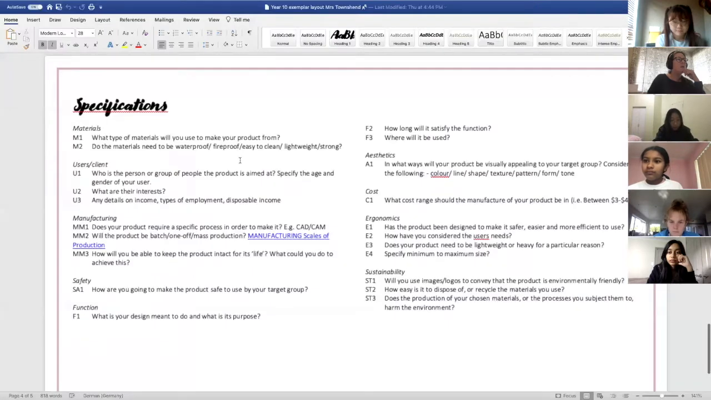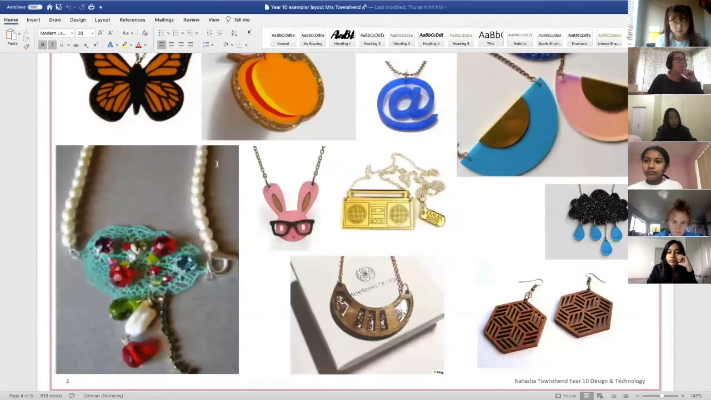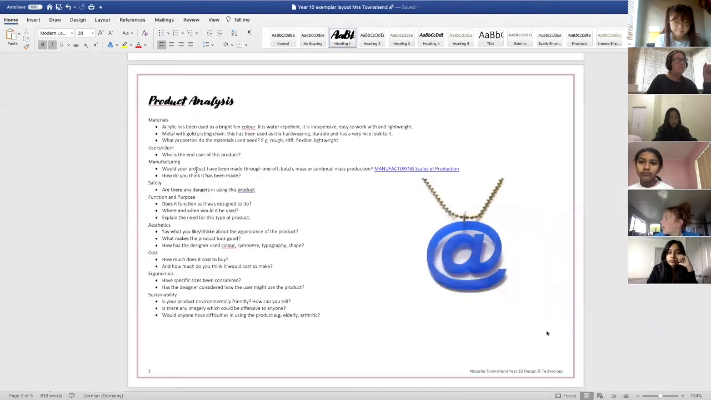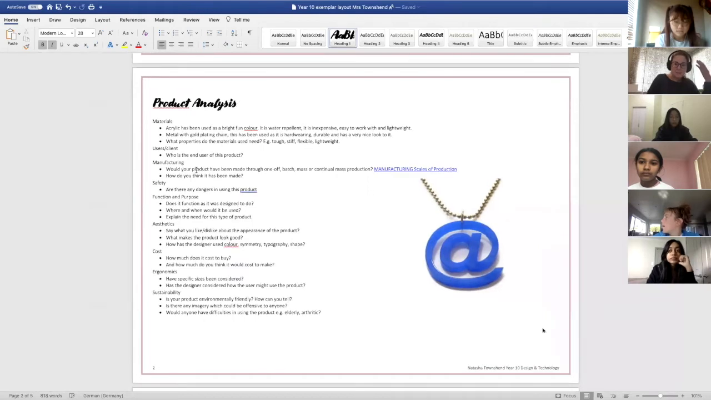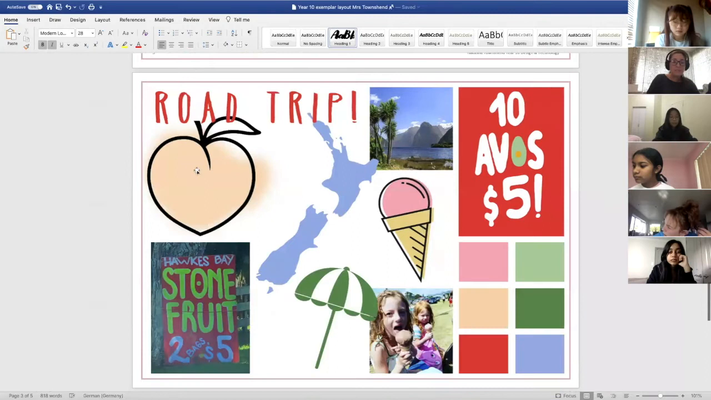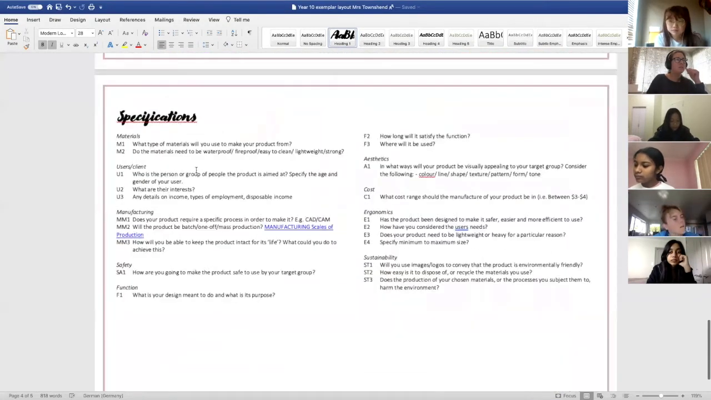Also with your work, if there's specifications, or for example, product analysis, I don't want you to copy out the actual question. So that goes for all year levels. Just put your answers, please. The questions are there to trigger you as to get you thinking, but that's not necessarily all the questions that you might need to use.